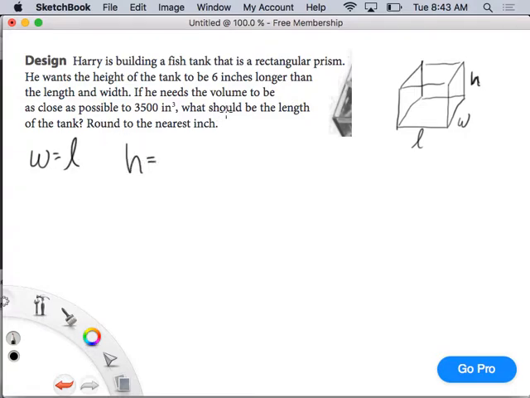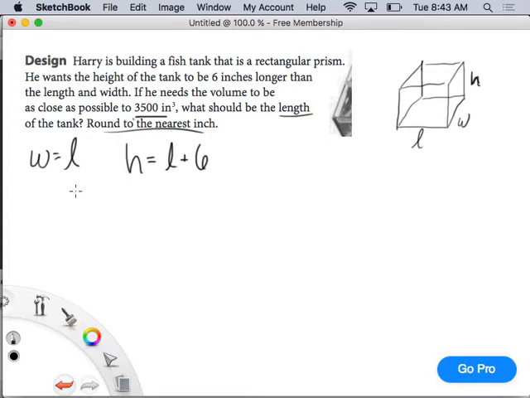And it also gives us information about the height. The height is what? What does it say in that sentence that I just read? It's 6 inches longer, right? 6 inches longer than the width. So the height is equal to L plus 6. Simple as that. Now he needs the volume of the tank to be as close as possible to 3,500 cubic inches. What should be the length of the tank? Okay, so it gives you this piece of information about the volume, and it says find the length, and then it says round to the nearest inch.